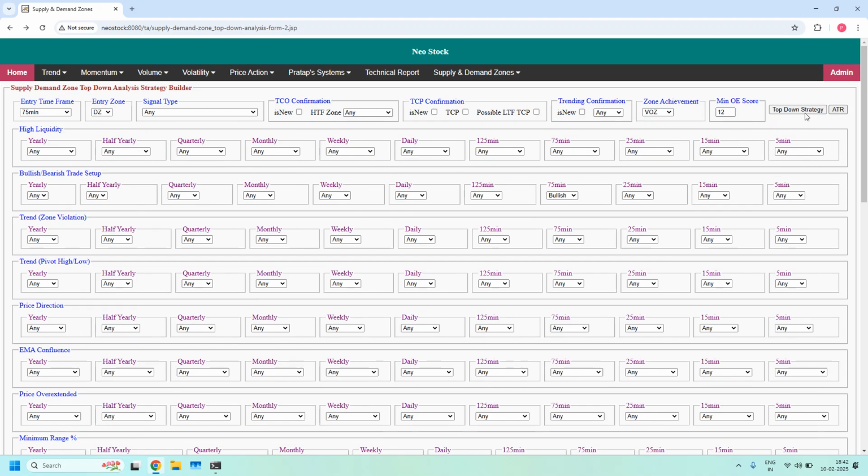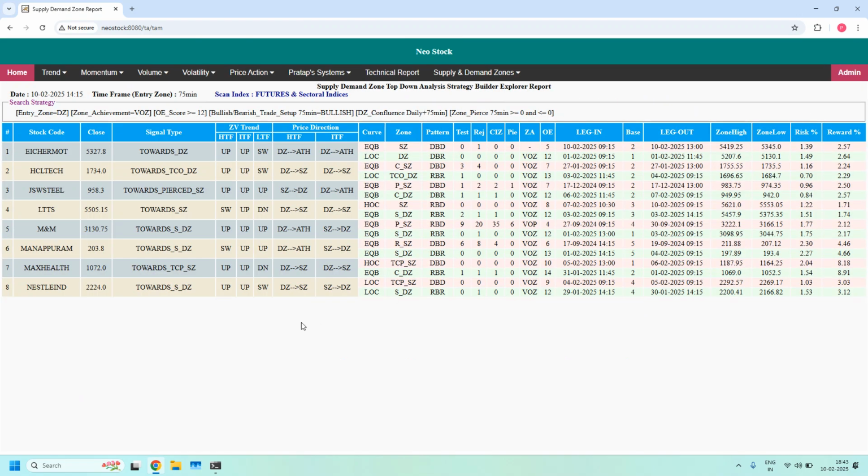So with this filter, we got 8 stocks out of 9. That means all these 8 75 minutes demand zones are overlapped with their daily demand zones. That means the 75 minutes demand zone is a part of the daily demand zone. Now we will look for whether the daily demand zone is having daily EMA confluence or not, but the trend should be uptrend. So the daily trend, that is the ITF trend, of all these stocks is uptrend.